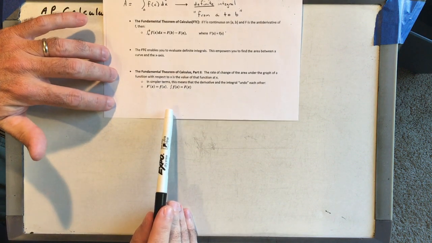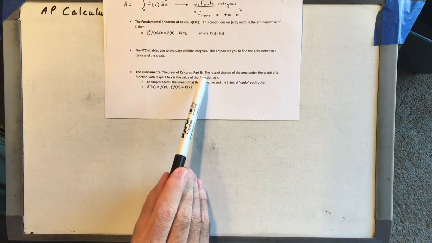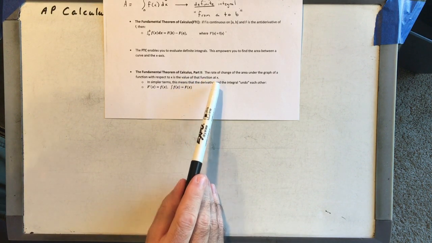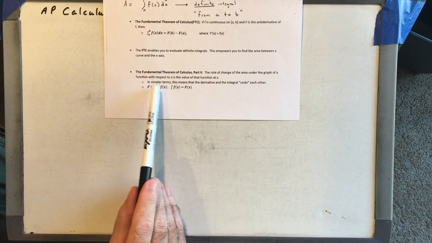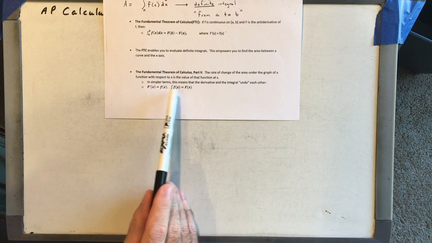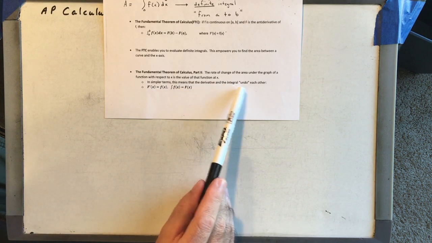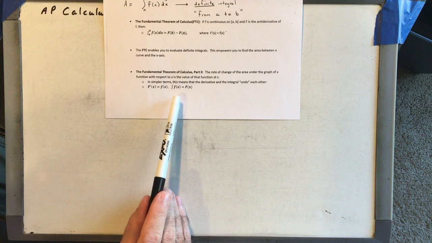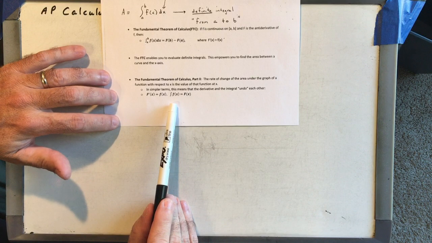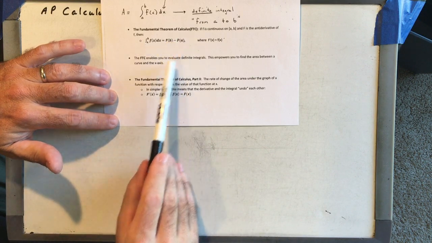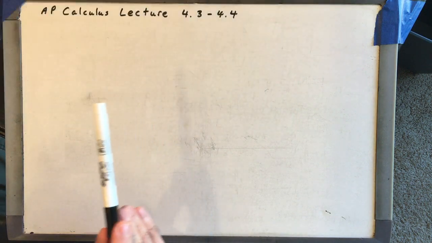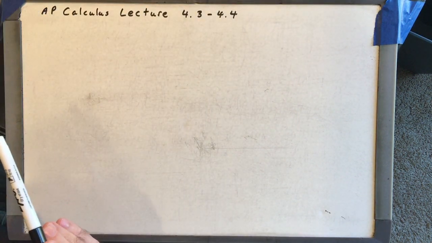Now there's a second part of the fundamental theorem of calculus. We will not get into this very much until we are studying for the AP test. But that's the rate of change of area under the graph of a function with respect to x is the value of that function at x. In simpler terms, it just means that the derivative and the integral undo each other. Again, we won't be working any problems from the book right now. That's something later in the spring that we'll be doing. We're just going to be doing the fundamental theorem of calculus part 1 today. So now time to work some examples.